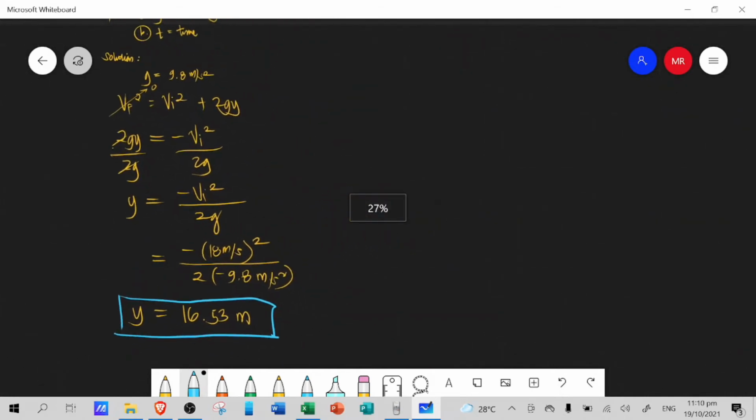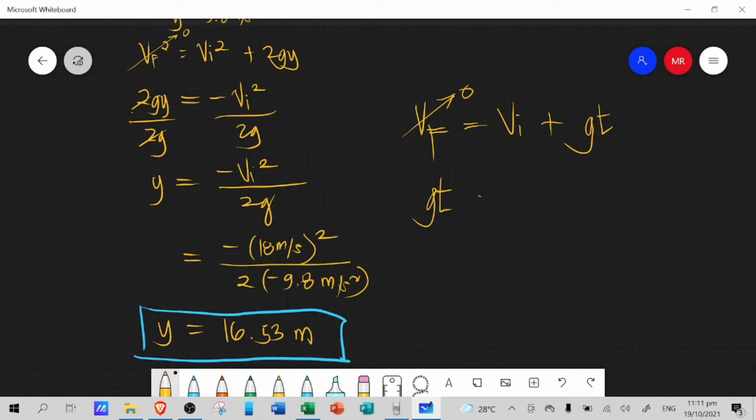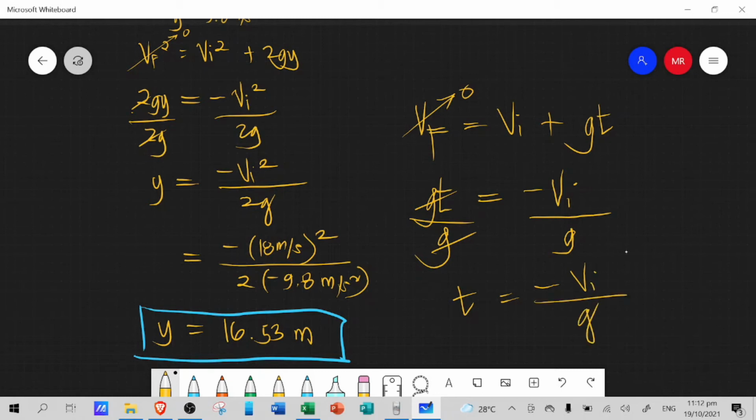Well, how about for the time? How can we compute for the time? So from our equation, Vf is equal to Vi plus Gt. Again, this V final will be equal to 0. So this will just be the time going up. We'll have Gt equal to negative Vi. We'll have this G over G, so time will just be negative vi all over gravity.